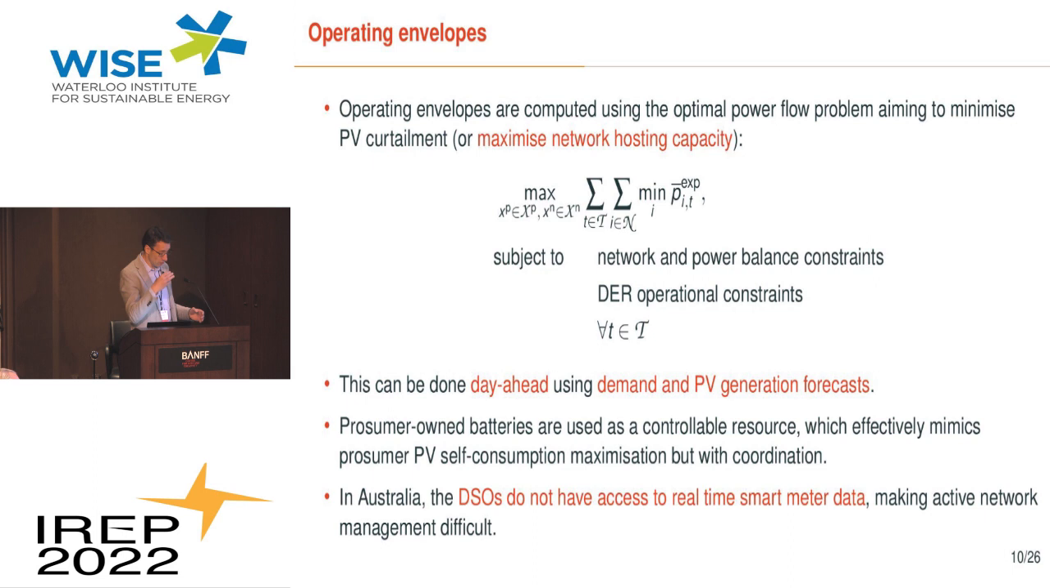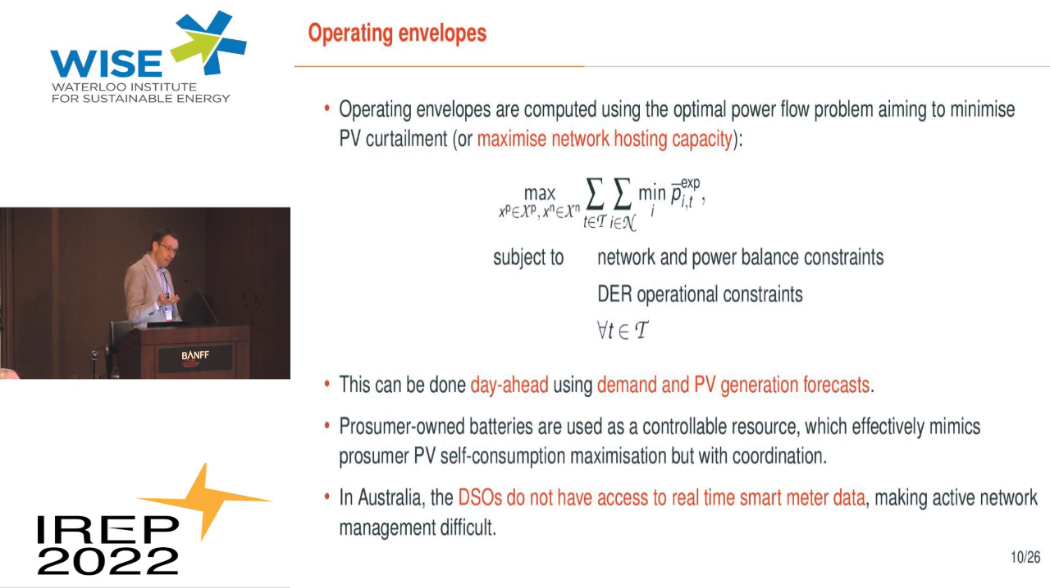So here we are trying to solve this problem approximately. Now, this can be done day ahead using demand and PV generation forecasts. And again, the important motivation for this work is the fact that distribution service operators, or we call them distribution network service providers, they are not quite operators yet, don't have access to real-time smart meter data.